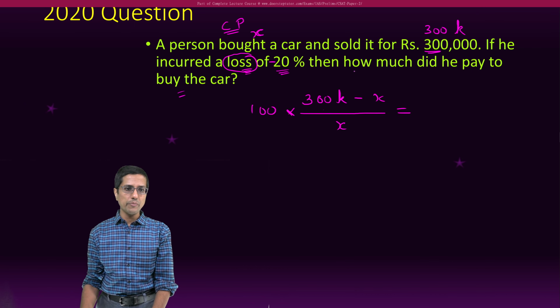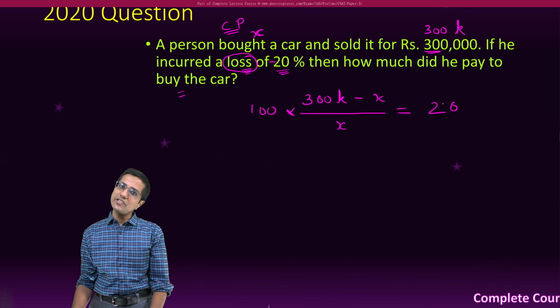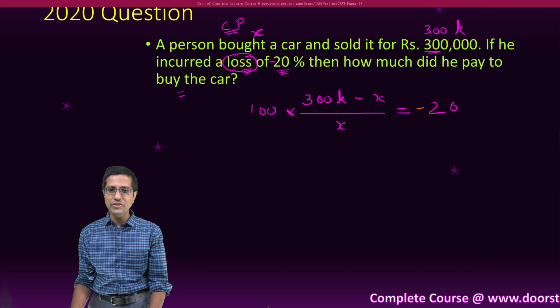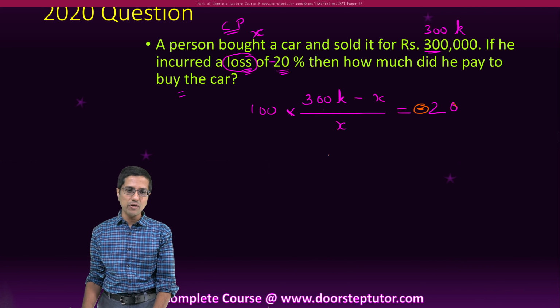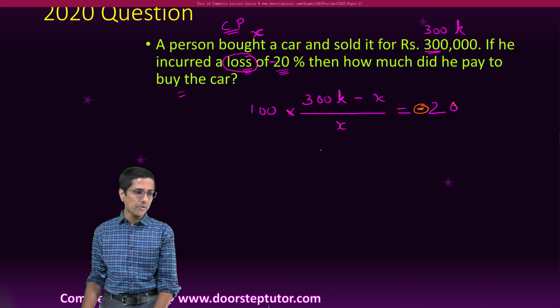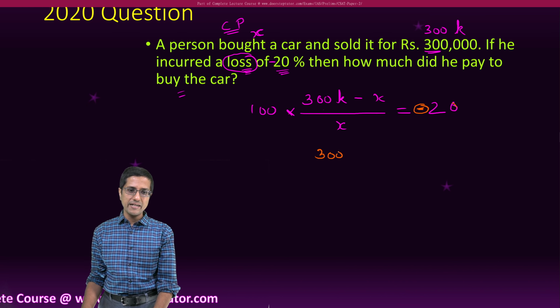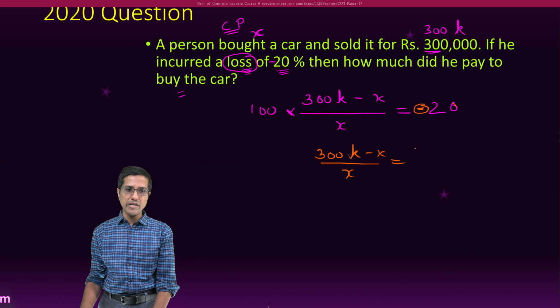This comes out to be 20. Is it just 20? No, it is a loss. So this has to be minus 20. Don't forget this minus sign. That is all I'm saying. So this comes out to be 300K minus X divided by X is equal to 20 by 100, which is minus 1 by 5.